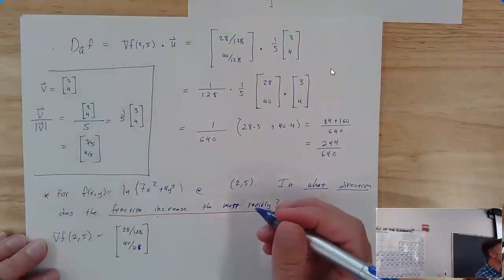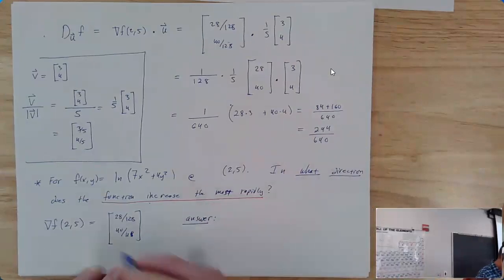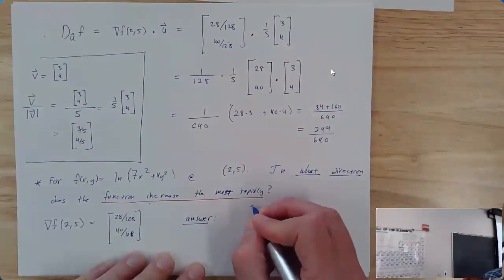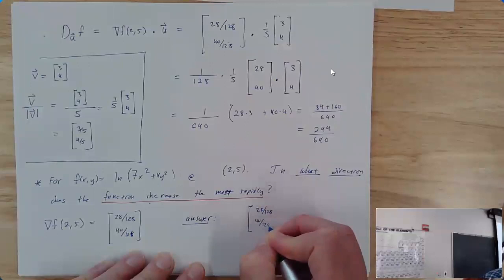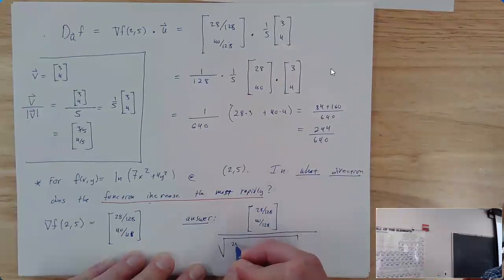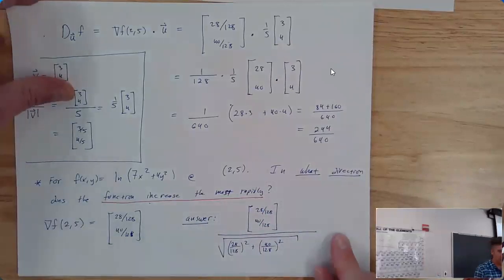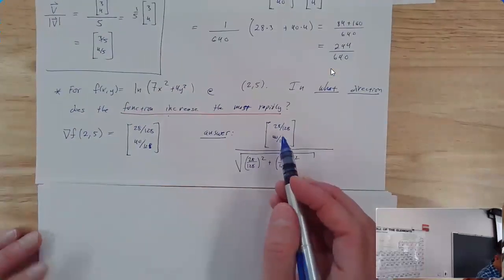Here's the answer I really, really don't want you to give. It's going to look terrible. It's this vector. I don't even want to write this down. It's so awful. This vector, 28 over 128, 40 over 128, divided by its own magnitude, which is the square root of 28 over 128 squared plus 40 over, I don't even want you to write that down really. I just think it's awful. There's a better way. There's a much better way. So let me show you what I mean with the picture. So here's that direction. Let me think for a second.